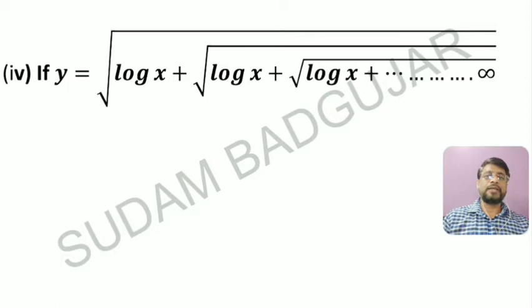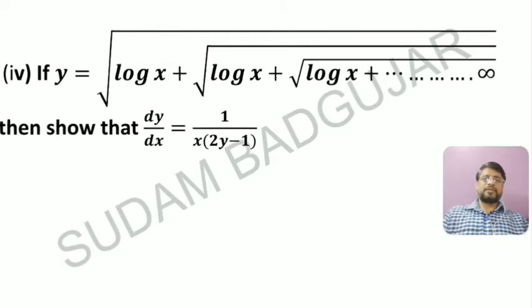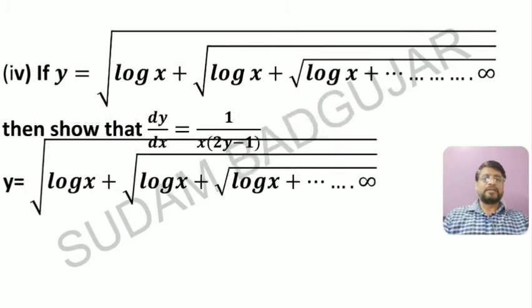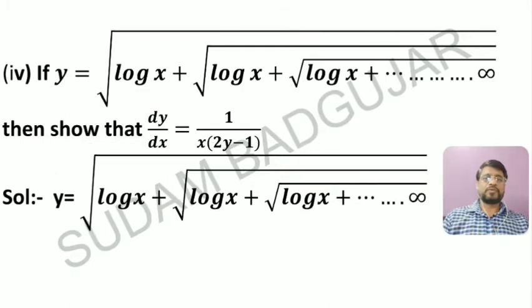If y is equal to under root of log x plus under root of log x plus under root of log x up to infinity, means an infinite series is here. How to differentiate such a type of sum or such a type of implicit function? Okay, now you have to observe this solution. Sometimes it is given, show that dy by dx equal to 1 upon x into bracket twice y minus 1. It is given that y is equal to this infinite series. Now you have to observe this one, it is in under root form, and how many under roots are there? There are infinite under roots.